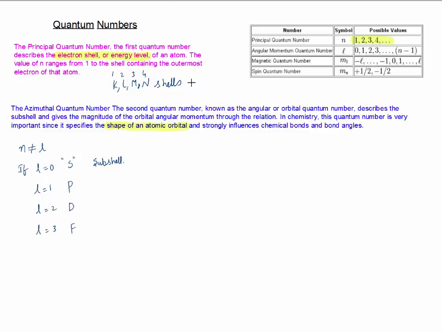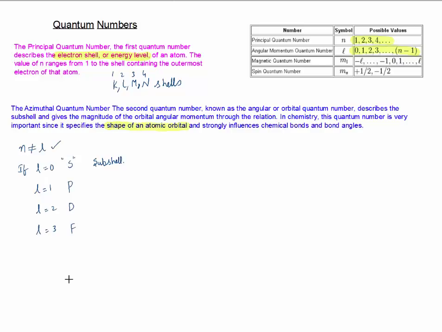The next quantum number that we talk about is the azimuthal quantum number. Please remember, it talks about the shape of an atomic orbital, which is very important and needs to be remembered. One more important thing, the values vary from 0 to n minus 1. That's why, if you see, the value of L can never be equal to n. And if L is equal to 0, it is called the s subshell, L is equal to 1, p, L is equal to 2, d, L is equal to 3, f subshell, and so forth and so on.